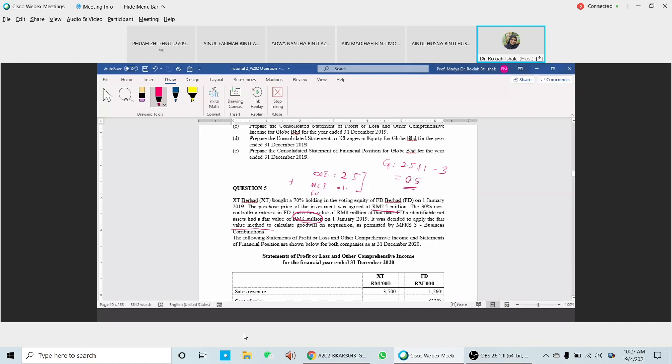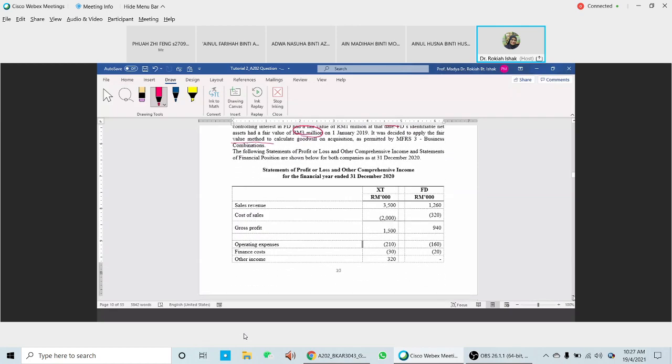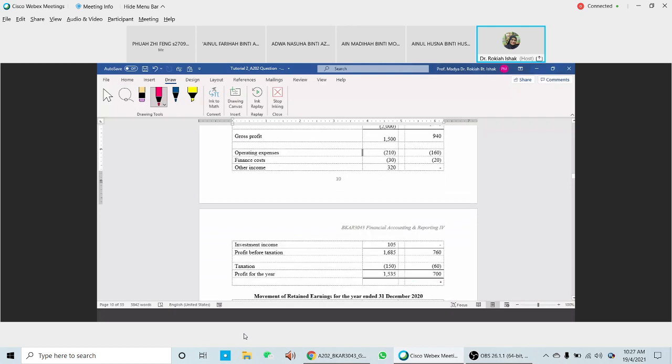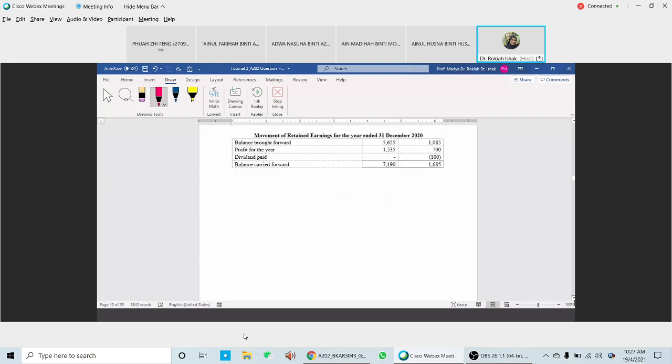Okay, just analyze the information here. This is the statement of financial position, and the statement of income and comprehensive income. The thing that we're going to focus on here is this profit. Profit for the year 700. Then dividend paid 100. Another thing we need to consider is the RE brought forward. So be careful with this one and also this one.